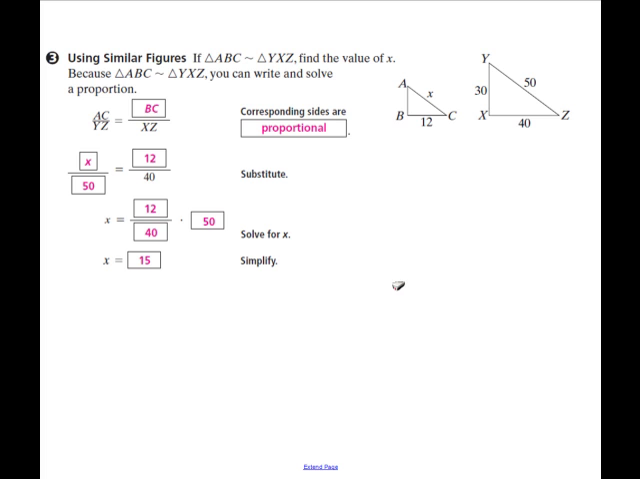So really just setting up a proportion like we did yesterday, but using the knowledge that these shapes are similar, and so the ratio of this side, which corresponds to this side, should be equal to the ratio of this side, which corresponds to this side.